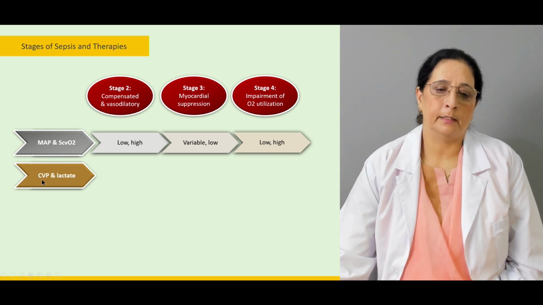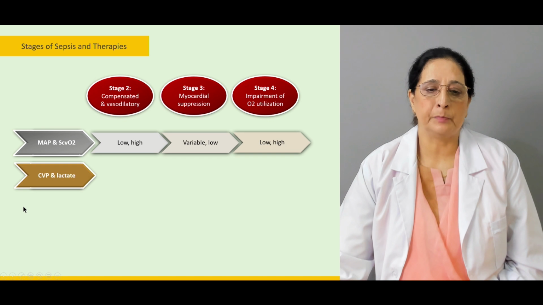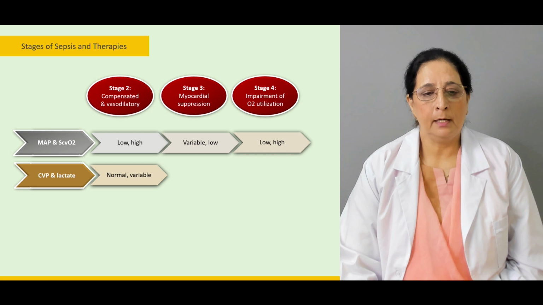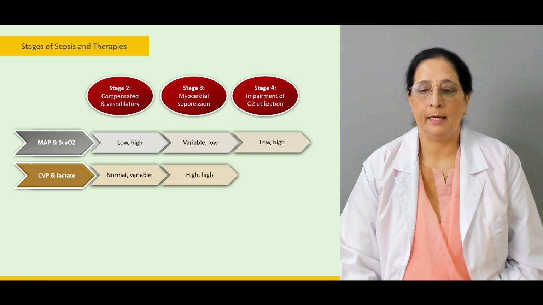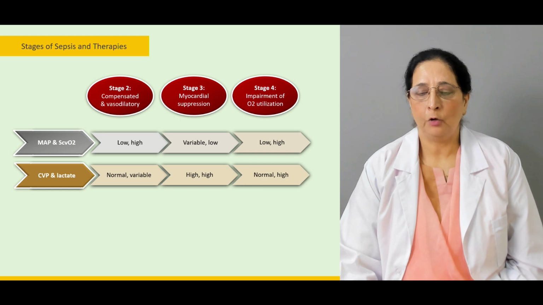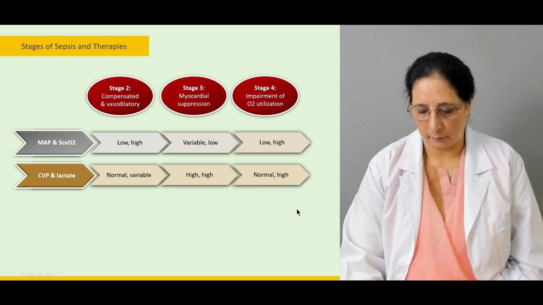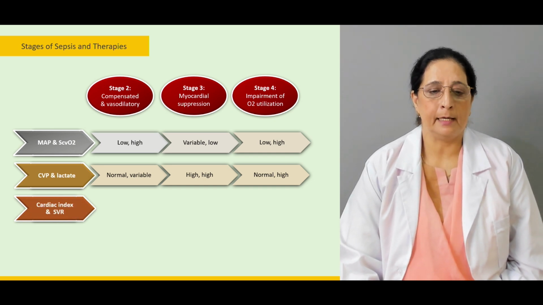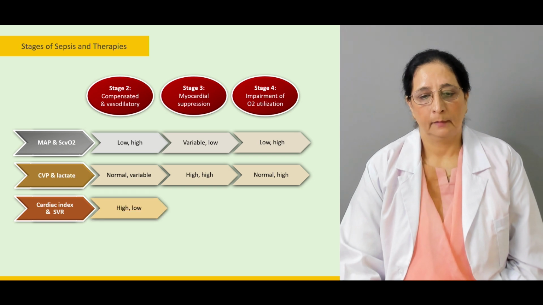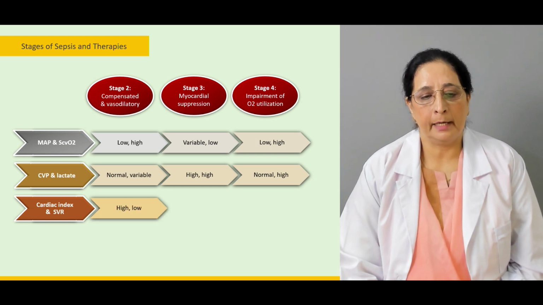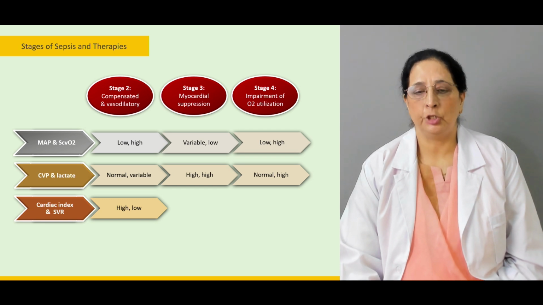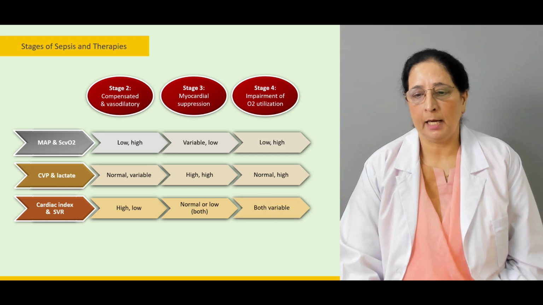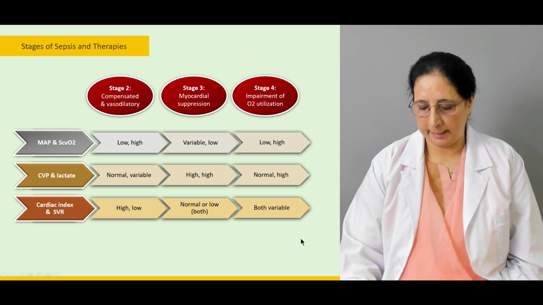Next, the central venous pressure and lactate: normal, variable, high in stage 3, normal, high in stage 4. Then cardiac index and SVR: high and low in stage 2, normal or low or both in stage 3, and both variable in stage 4.